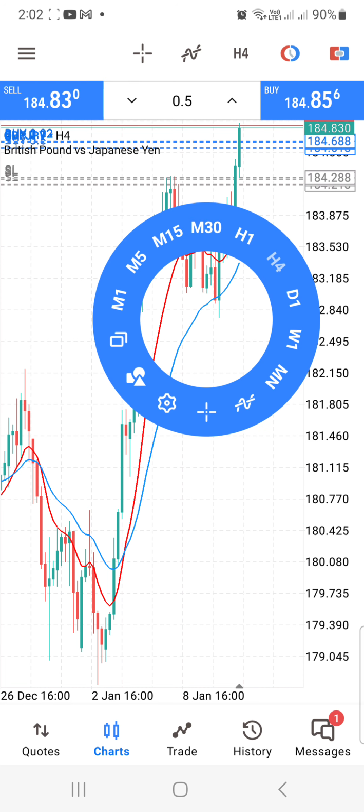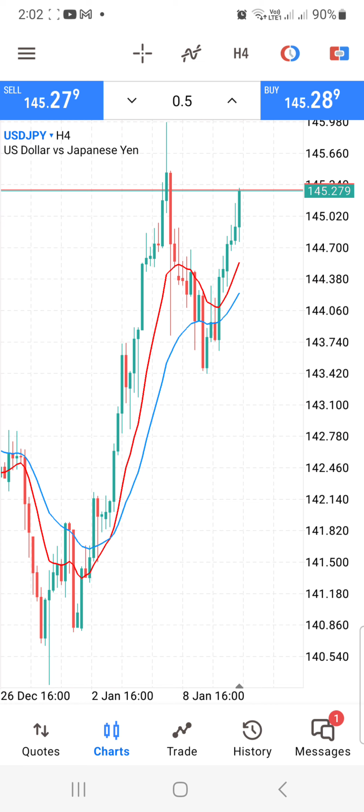Let's see. Buy signal. The trading is looking beautiful. We're also trading, I think, USD/JPY. No, there's no trade on it, but it's also for a buy. In case you want to trade on USD/JPY, it's also for a buy. I'm not trading it today.